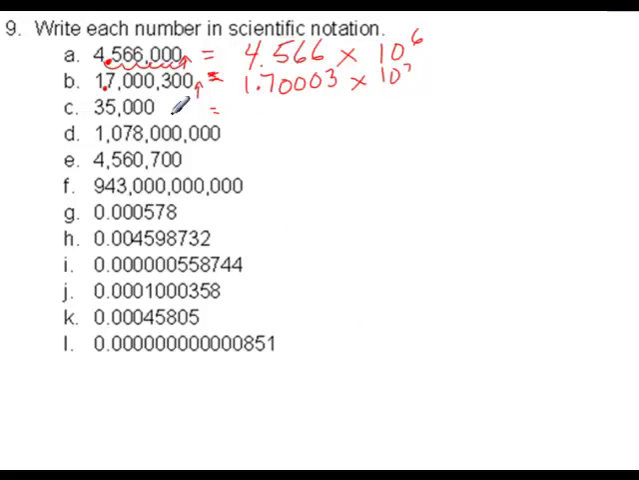Okay, so this one, where would I put the decimal? Between the 3 and the 5. And what would the power of 10 be? 4. There you go, good. Okay, D, what would the decimal part be? After the 1. Okay, good. And the power of 10? Okay. Okay, E.